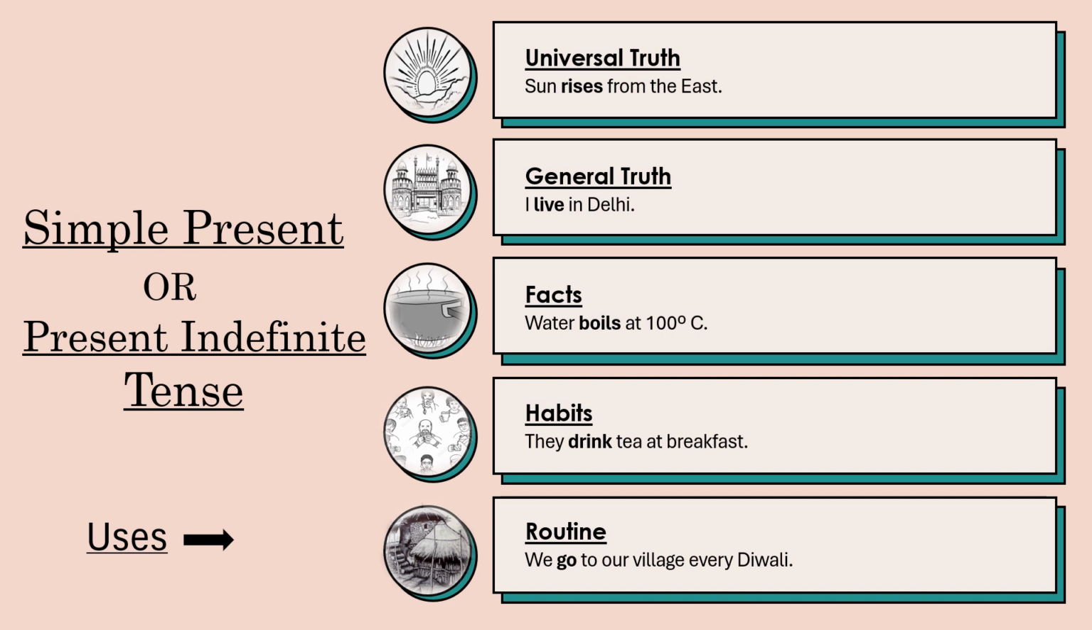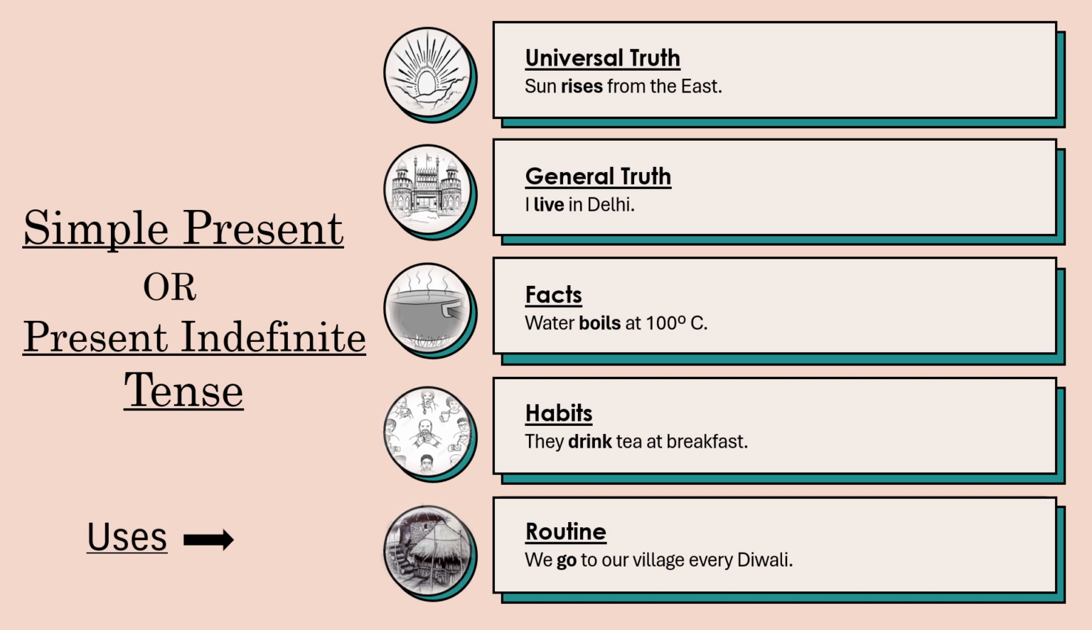Now, before going into the rules and the sentence structure, it's very important to know the uses of a tense. Where do we use simple present tense? Let me tell you. The first use is the universal truth. So whenever we talk about universal truth means something which is true all over the world. Whether we are in America or India or Africa, this statement will hold true everywhere.